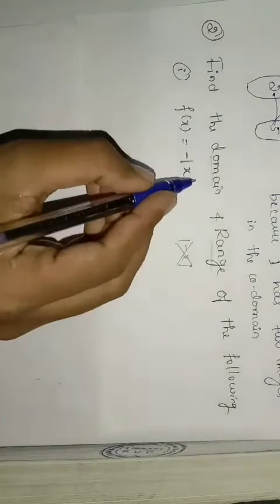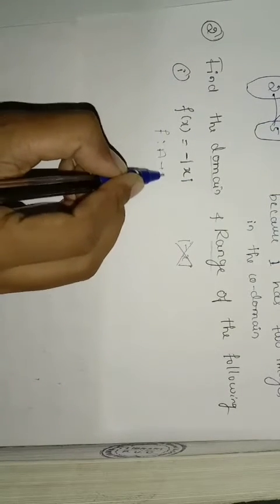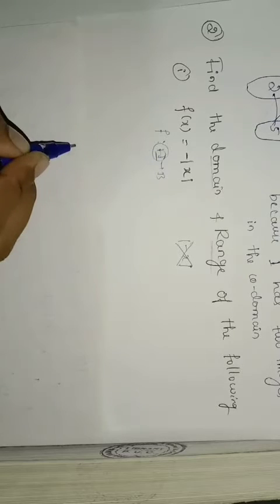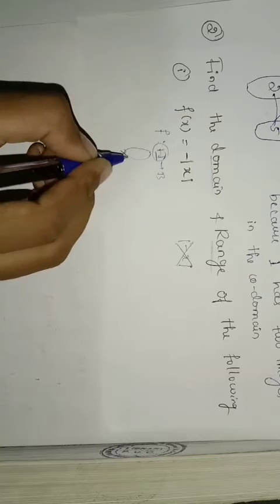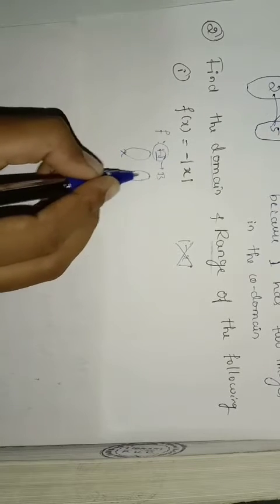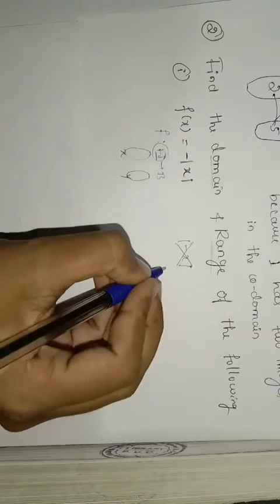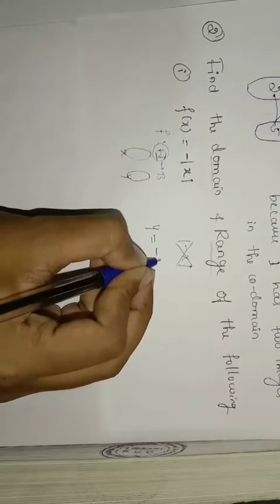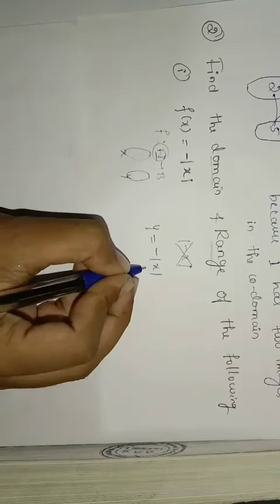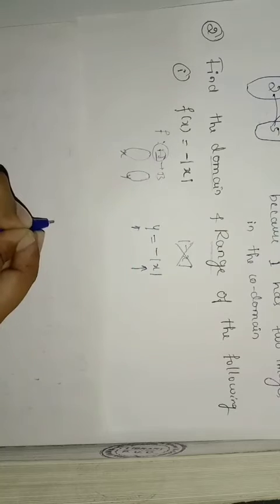So domain means what? Whether we have a function mapping from A to B, this set A is called the domain. That means the elements in the set A look like x and the elements in the set B look like y. So f of x is equal to minus mod x means y is equal to minus of mod x. Whenever you substitute an x value, you will get the y values.